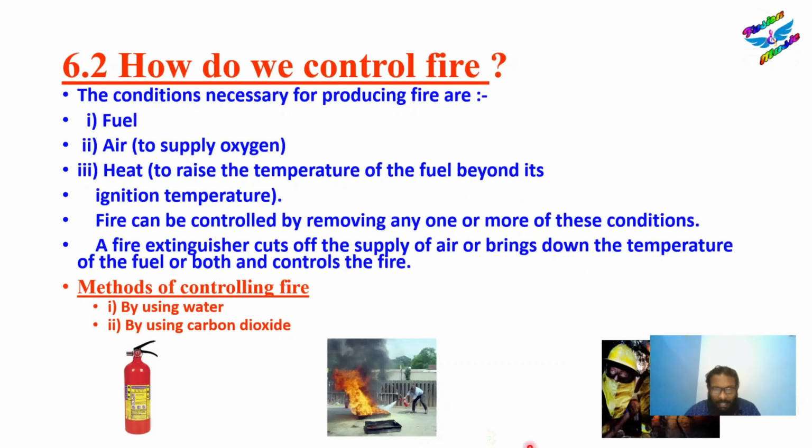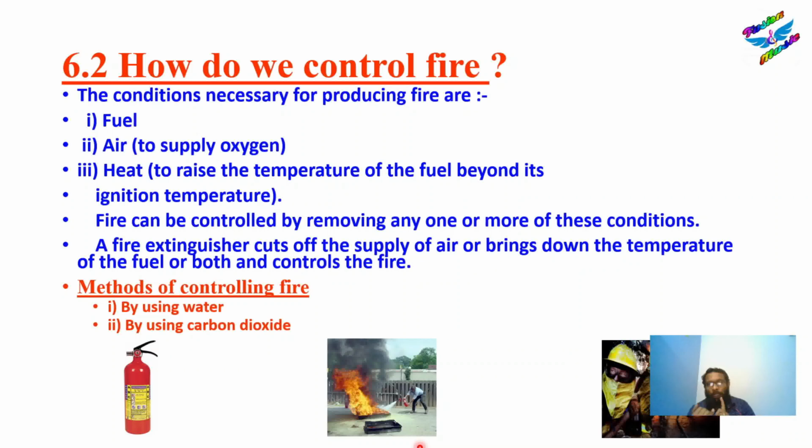The second method is to control the fire with the help of a fire extinguisher. In this fire extinguisher, we use carbon dioxide. The carbon dioxide surrounds the substance. Carbon dioxide is a heavier gas compared to oxygen, so it covers the substance and the supply of oxygen is cut off.